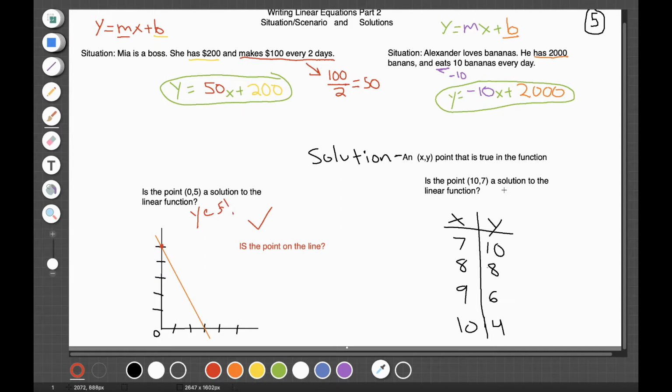Now let's try this one. Is the point 10,7 a solution to this function? Well, we have an x, we have a y. Let's look for 10. Here's my 10, and it's actually 10,4. It's not 10,7. So the answer is no. And it tricked you up because that 10,7 is right here, but that is actually flipped around. That would be 7,10. Hopefully that helps you out. And just let me know if you have any questions about that.